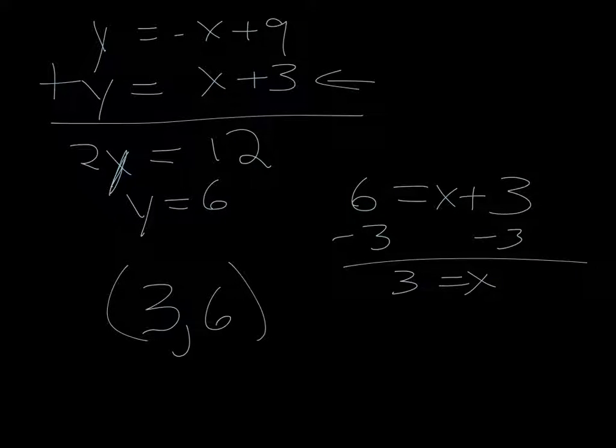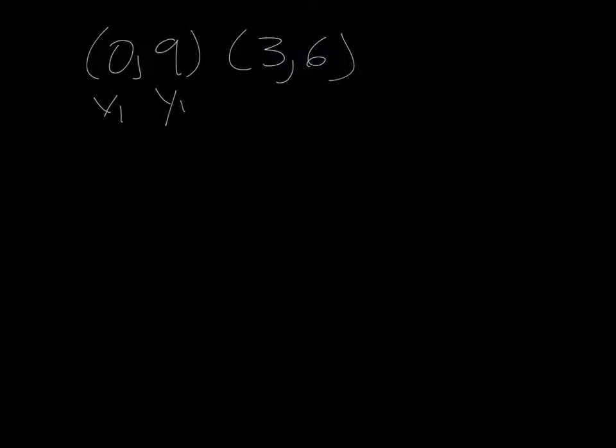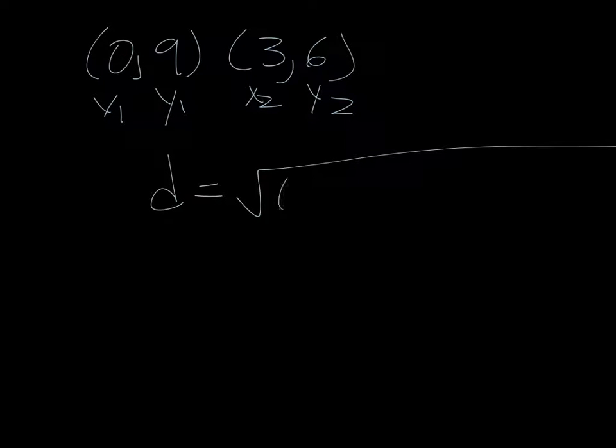You have 2 points, so it's time for everybody's favorite formula. We had that point 0, 9. We just discovered the point 3, 6. So that's x sub 1, y sub 1, x sub 2, y sub 2. And this formula better be memorized. That's your x sub 2 minus x sub 1 quantity squared plus y sub 2 minus y sub 1 quantity squared. I'm not going to complete the problem because this should be enough for you to plug into.